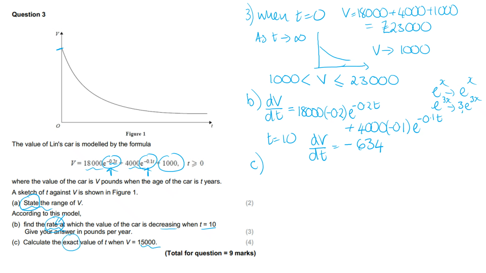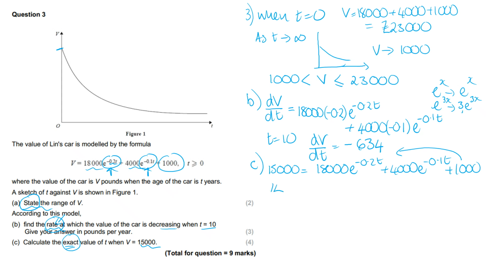Now this is another keyword. Exact means we can't give it as an actual decimal. We've got to try and find a way of giving it as an exact value. So we need to set the 15,000 equal to our V, which is our 18,000 e to the minus 0.2t plus the 4,000 e to the minus 0.1t plus 1,000. Now what we can do, take that 1,000 to the other side and then divide by 1,000.